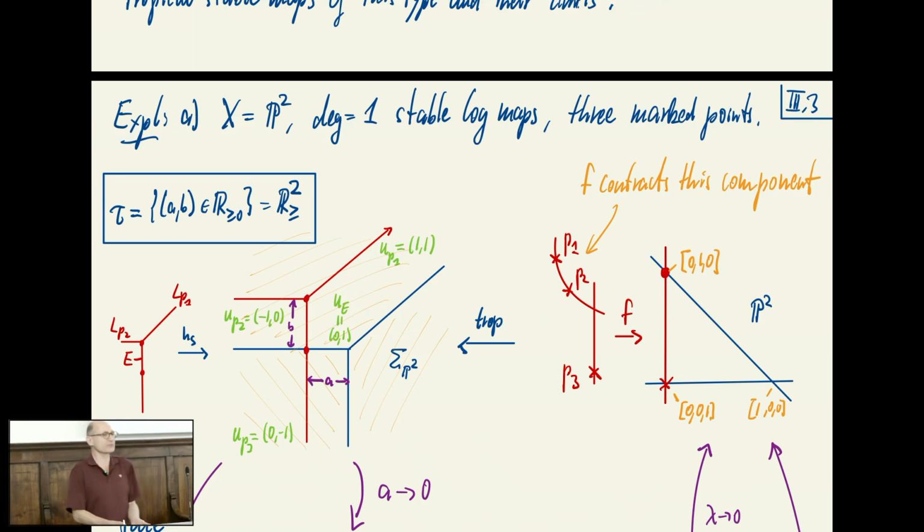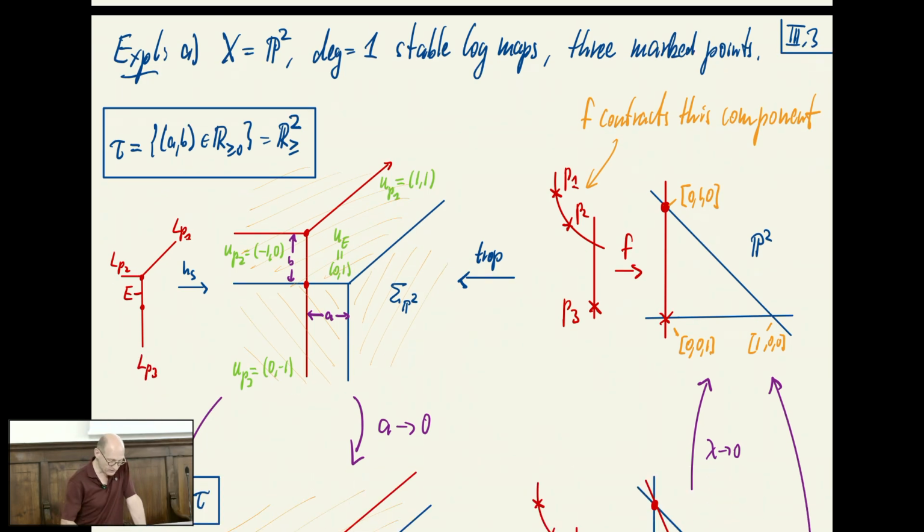I could do something else, but then I would notice, if I put 0, 2, there is no such logarithmic map. But 0, 1 works. Okay, so what is this kind of stable log map I would get? So I have this point here corresponding to some, so, okay. Let's first write the nodal curve, okay?